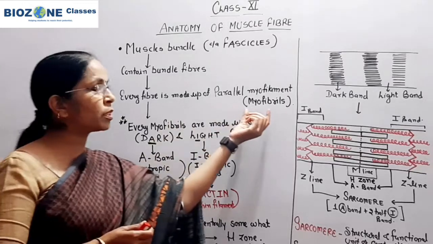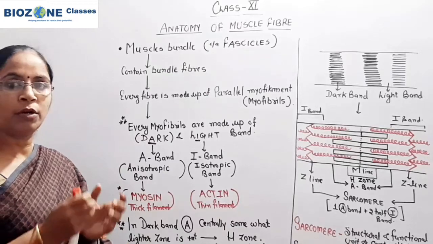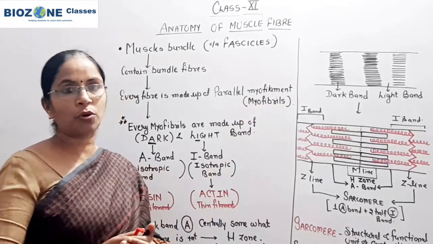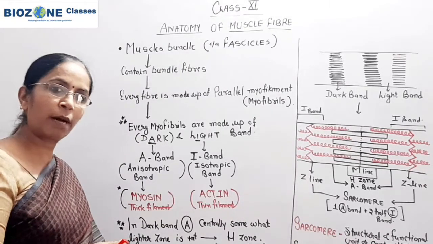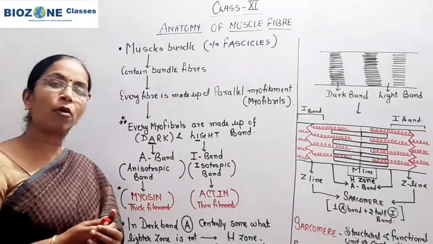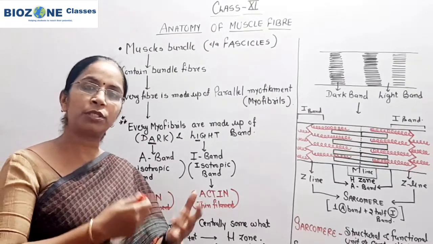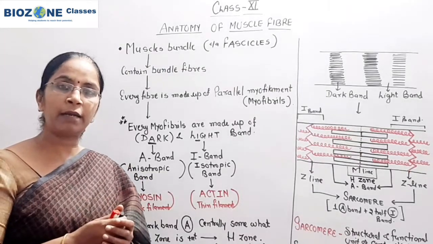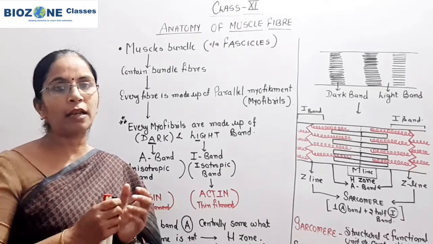When we come towards the structure of skeletal muscles, predominantly we study the structure of the myofibril or myofilament. So now we discuss the structure of the myofilament or myofibril. Every myofibril is made up of alternate bands, that is, one is a dark band and adjacent to the dark band immediately are light bands. So simply remember the myofibril is made up of alternate dark and light bands.